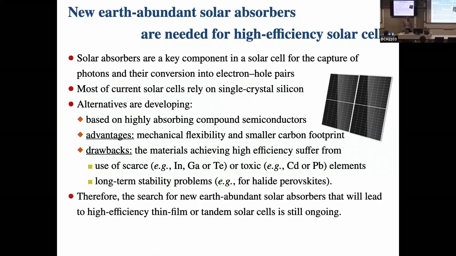And so we're still looking for Earth-abundant solar absorbers that have high efficiency, either as thin films or in tandem cells, meaning that you have one material at the top with a small gap, and then another one down with a larger gap.